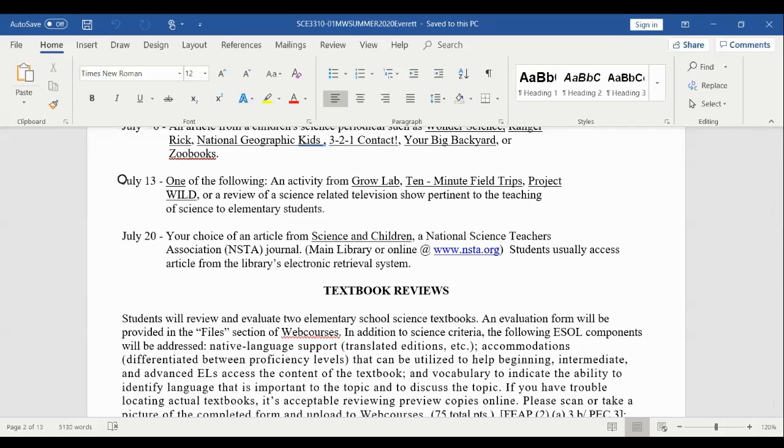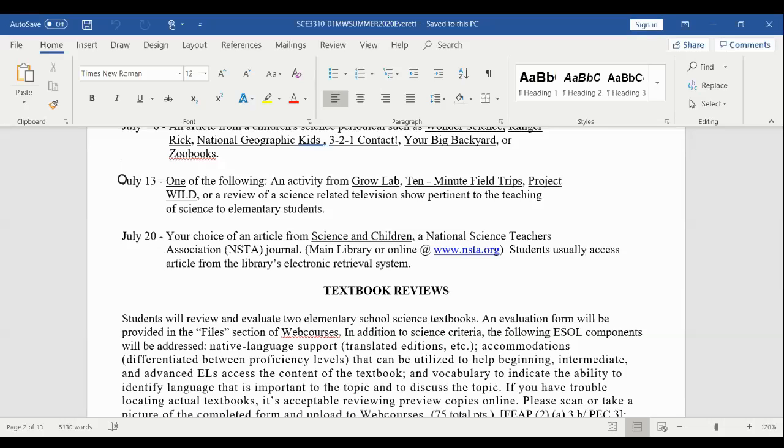July 20th: Science and Children is a journal published by the National Science Teachers Association. You go to their website, nsta.org. Sometimes they'll have an article that you can look at. Sometimes they want you to join their organization. They survive on membership fees. If you have a problem finding an article from the website, you can go to the UCF library, the electronic retrieval system. You should be able to find it there.